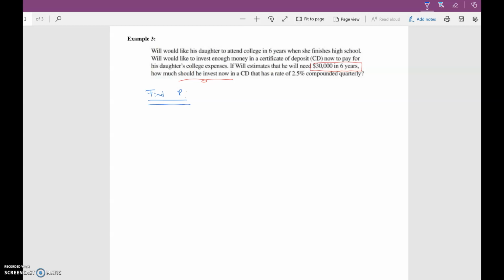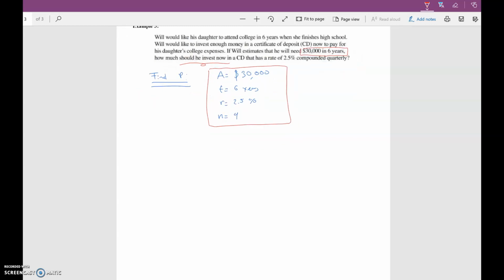Now, this is what you have. You want that at the end of the actual investing period, you have to have $30,000. T is equal to 6 years. The interest rate is 2.5%. And then N is equal to 4, since it is compounded quarterly, basically 4 times a year.